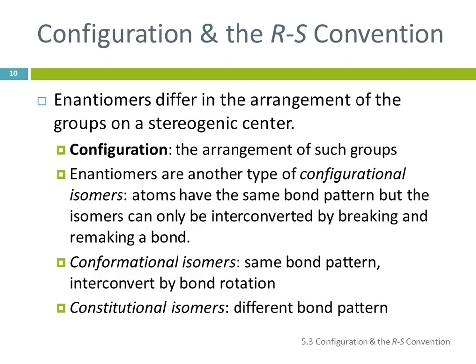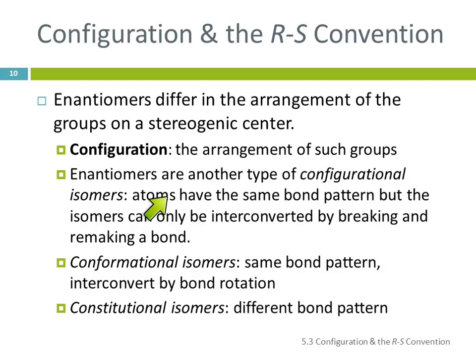Configuration and the RS convention. So we just learned about enantiomers and how they differ in this arrangement around the stereogenic center. When we talk about a configuration, we've used this word before, configuration has to do with the arrangement of the groups. So enantiomers are another type of configurational isomers. Cis-trans isomers are also configurational isomers.